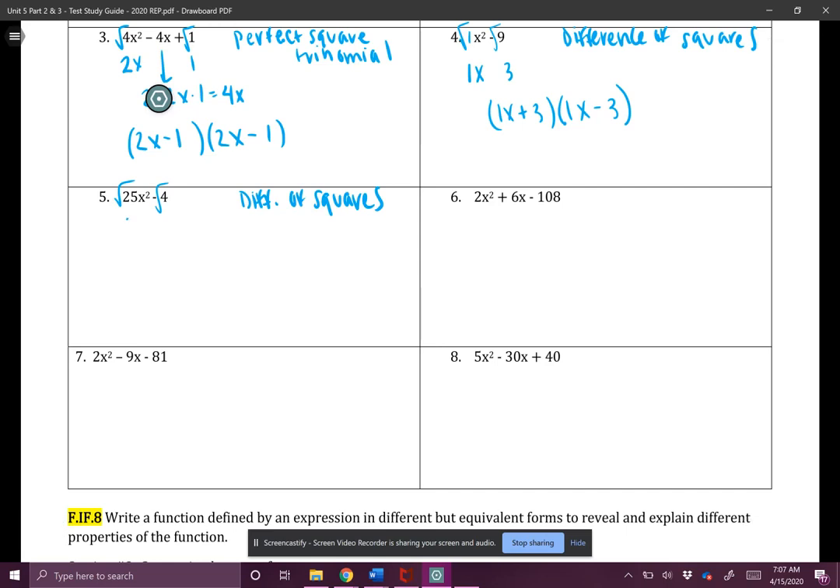Square root of 25x squared is just 5x. Square root of c, square root of 4, is just 2. So my answer is 5x plus 2 multiplied by 5x minus 2.